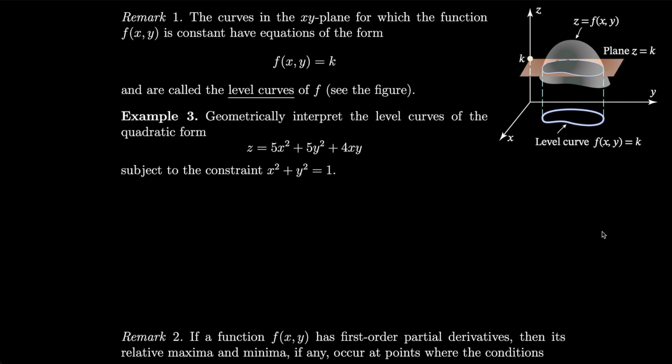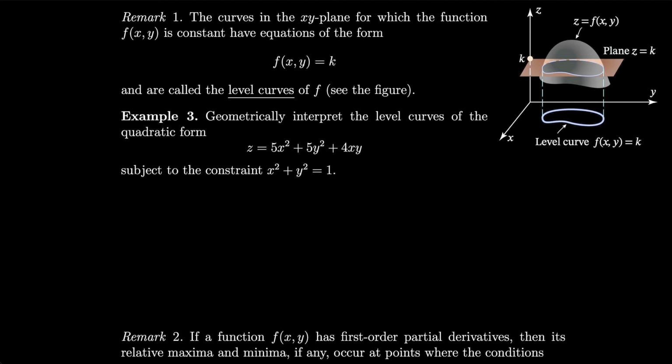The curves in the xy plane, for which the function f of xy is constant, have equations of the form f of xy equals k, and are called the level curves of f. So in the figure, these lines over here that correspond to slices of the function, those are level curves. Geometrically, let's interpret the level curves of the quadratic form given over here, subject to the constraint x squared plus y squared equals 1.